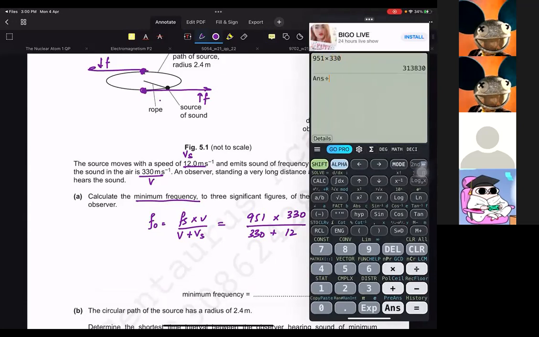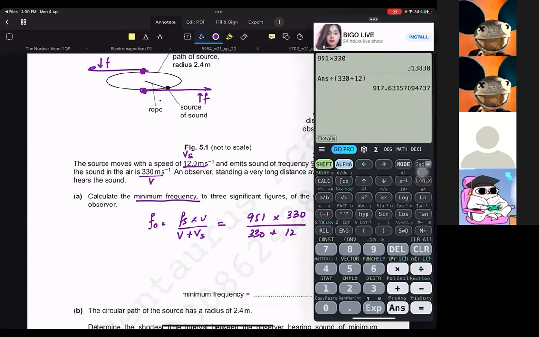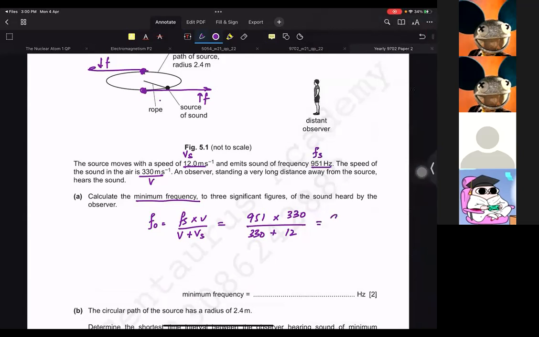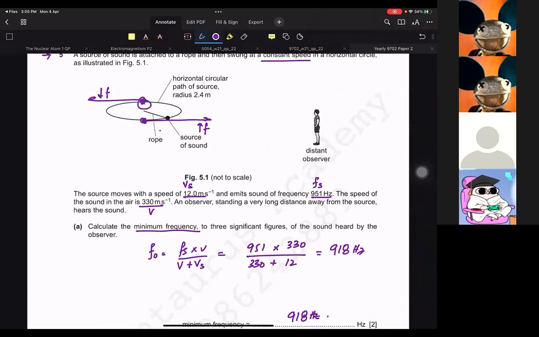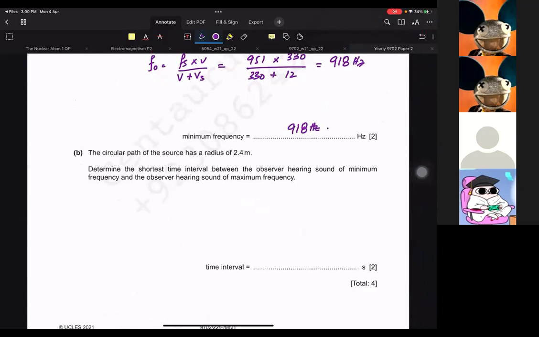And then 330 plus 12. This would be 917, almost 918, right? So I'm going to write 918 hertz. So that would be the minimum frequency he's going to hear, because I took it when it was going away. And then the circular path of the source has a radius of this, right?